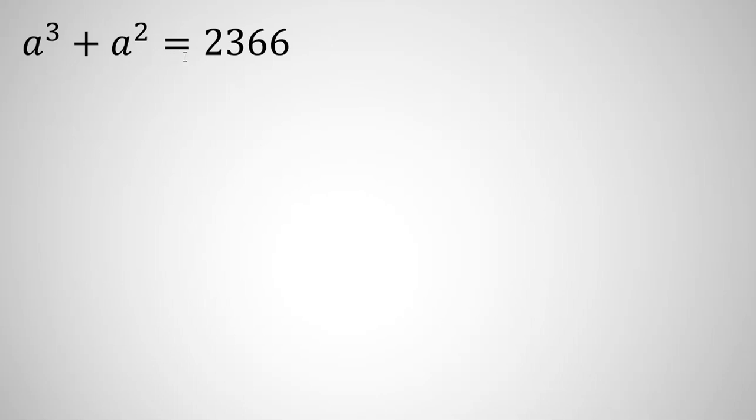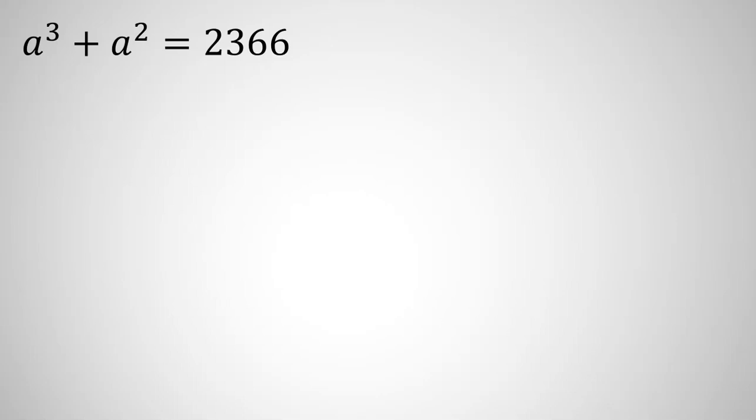A cubed plus A squared equals 2366, and A is a real number. We want to find all possible values of A. One way of solving this is to find at least one root.